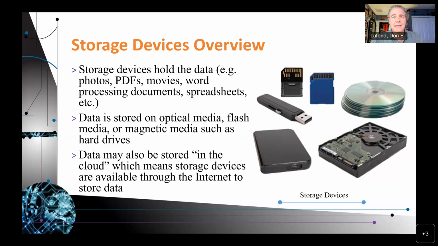Storage devices hold data: photos, PDFs, movies, word processing documents, and spreadsheets, and the actual OS itself is stored on a storage device. Data is stored on optical media, flash drives, and magnetic media such as hard drives. Data may also be stored in the cloud, which means it's stored on somebody else's network and available through the internet.